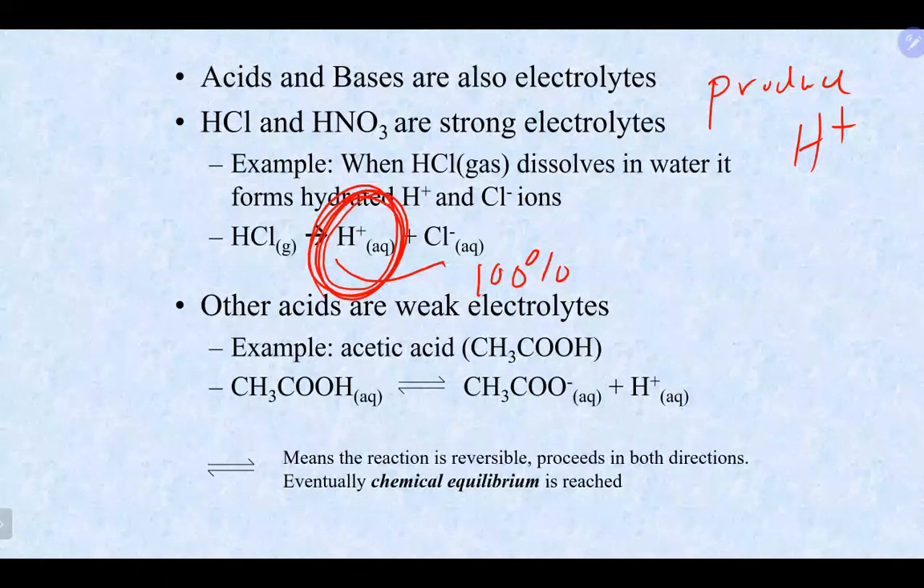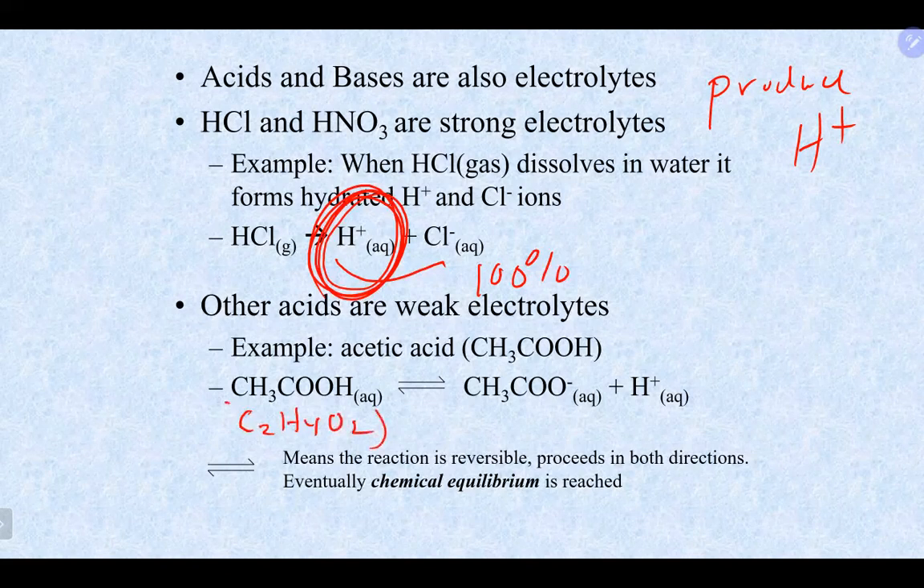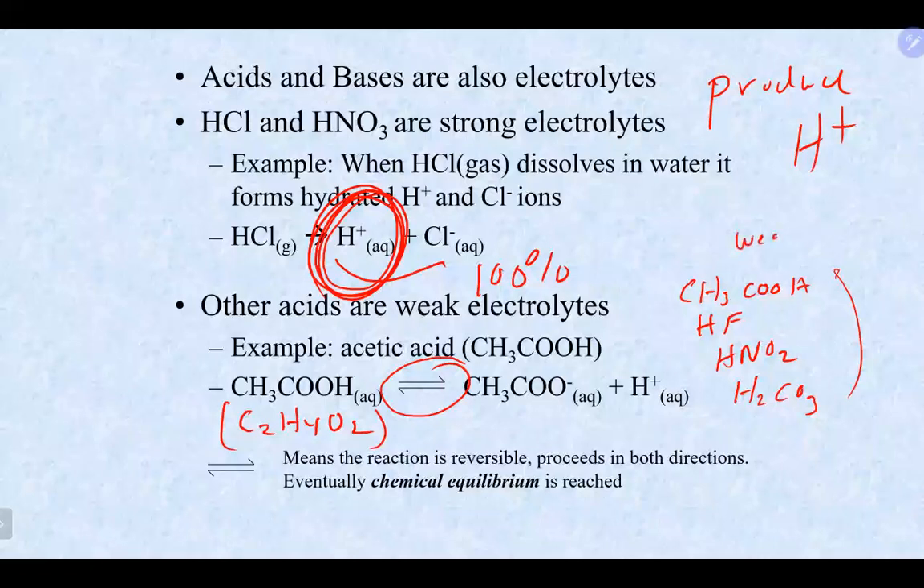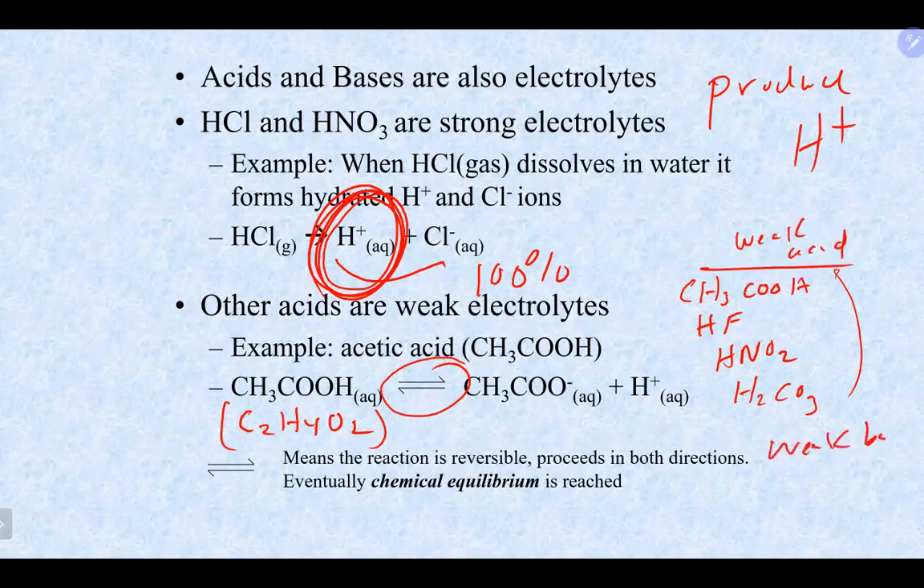This is acetic acid, also sometimes written C2H4O2, same thing. Again, we see our arrows heading in both directions. So acetic acid is a weak acid, as are hydrofluoric acid, nitrous acid, carbonic acid, and so forth. These are all weak acids that are also weak electrolytes. There are also weak bases that are weak electrolytes. Something like ammonia, NH3, is the most common weak base that you come across a lot.